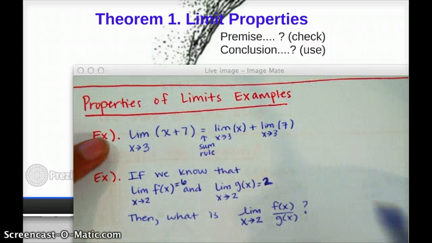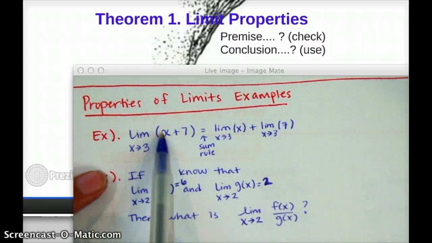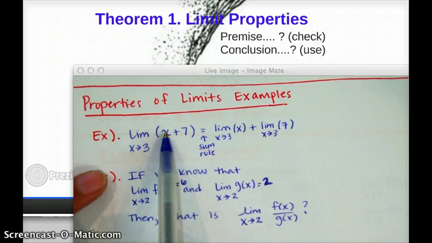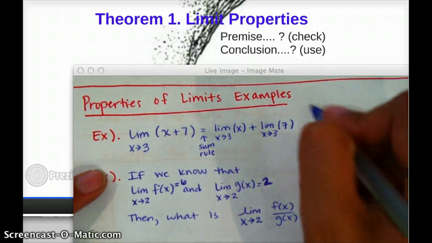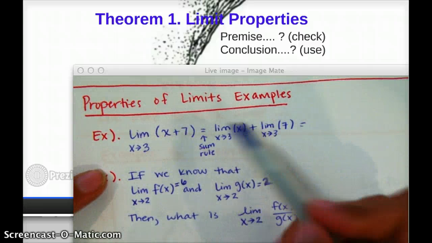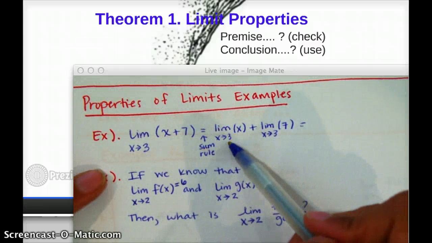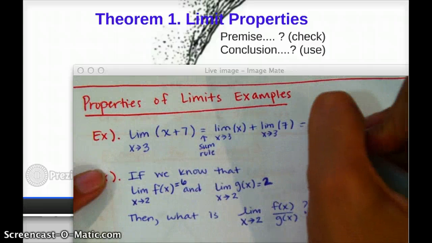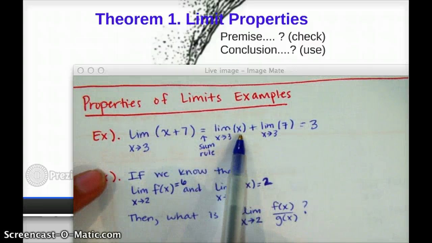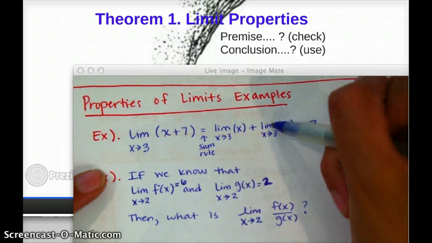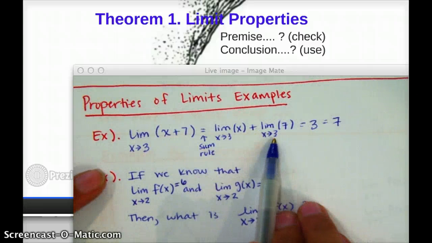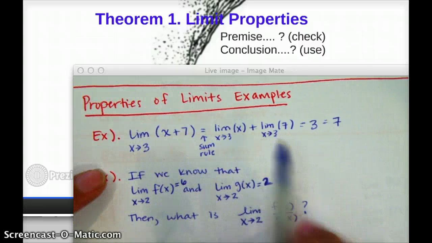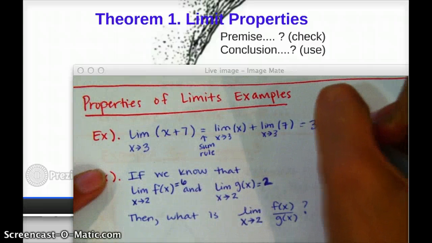And I just used the sum rule to say, well, the limit of 2 things that are added is the same thing as the limit of the first one plus the limit of the second one. The reason that's helpful is because I know these 2 limits. I know for sure that the limit as x approaches 3 of x is 3, because that's the identity limit. And I know for sure the limit as x approaches 3 of 7 is 7 because that's a constant limit. Now you may in your head say, oh, this looks obvious. This should be a plus right here.